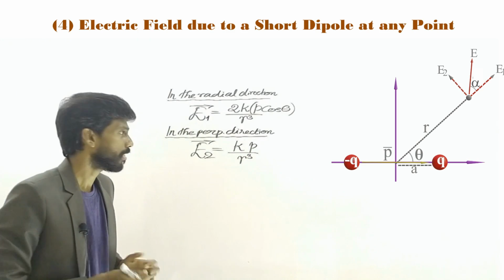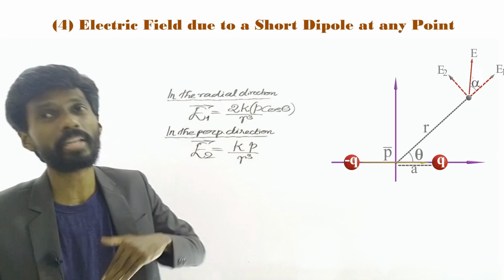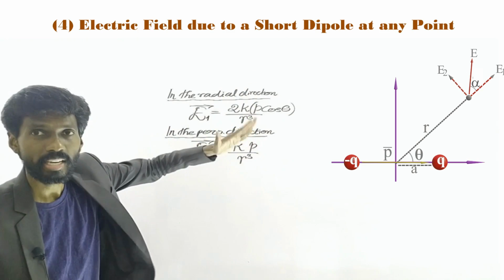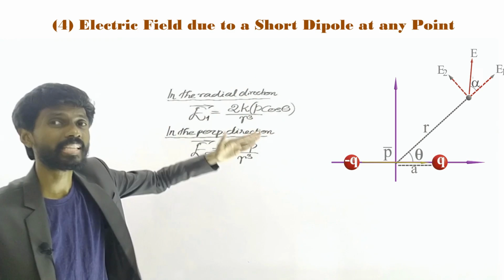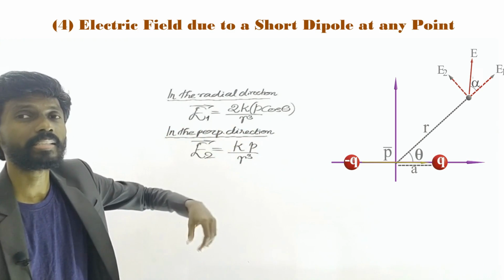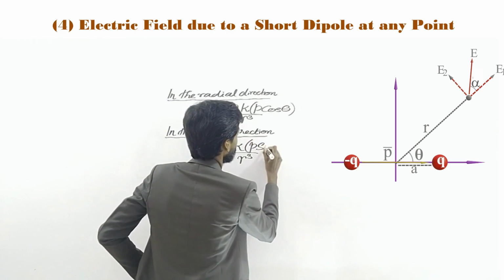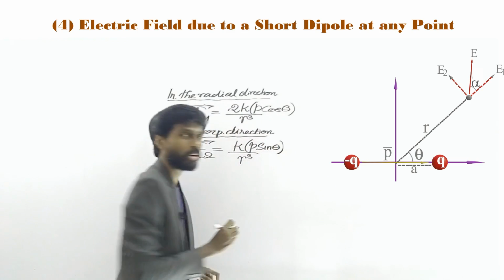Again, you should not use this P. We have to take the component of P in the perpendicular direction. What is the component of P in the perpendicular direction? That is P sin theta, because this angle is theta and this is 90 minus theta. So P sin theta is our perpendicular component. Instead of P, we have to use P sin theta. Do you understand? That's all.